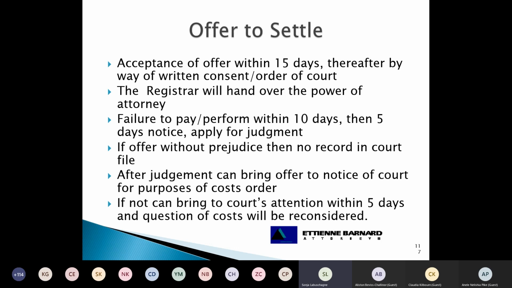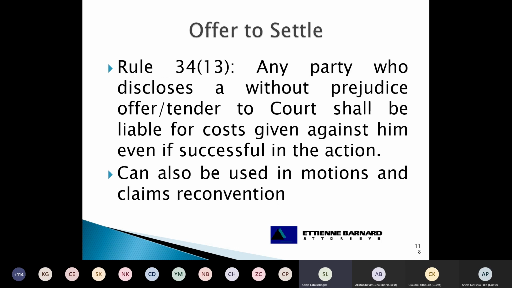You can bring the offer to the notice of the court with regard to costs of the judgment, and if you don't bring it to the court's attention, then within 5 days you can ask for costs to be reconsidered. All right, but any party who discloses a without prejudice offer to court shall be liable for the costs, even if he's successful, and you can use this in motions and claims and reconvention.